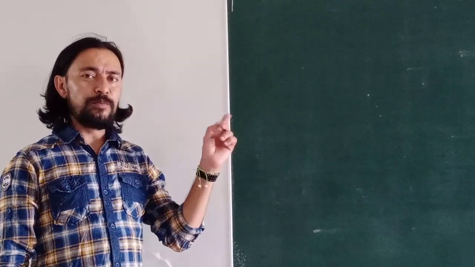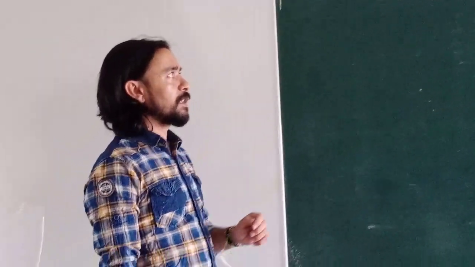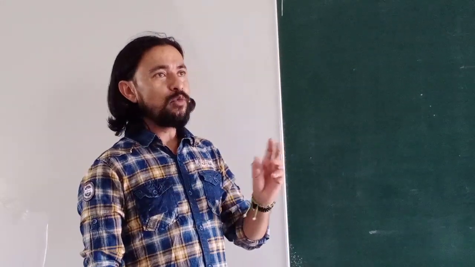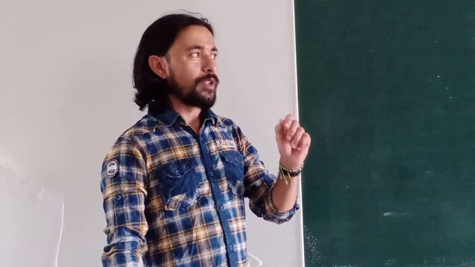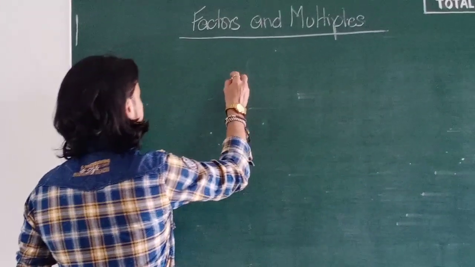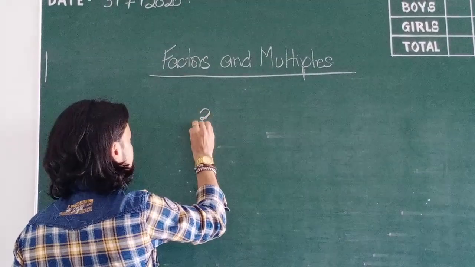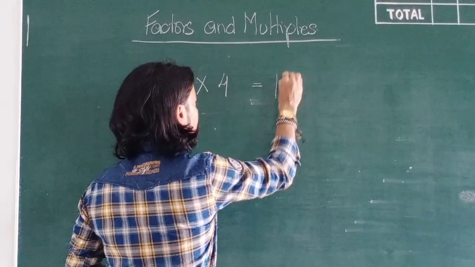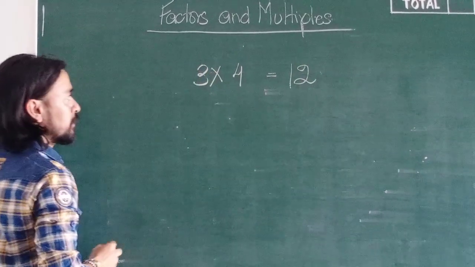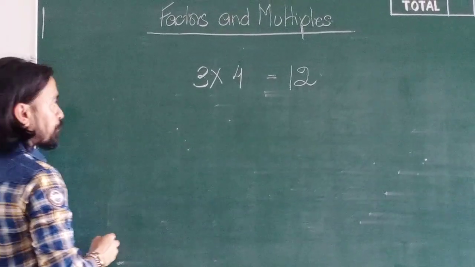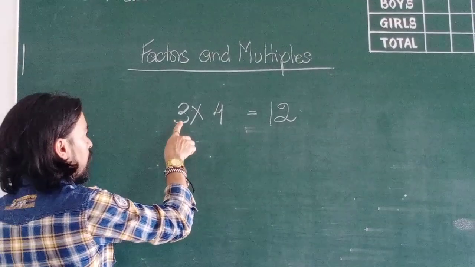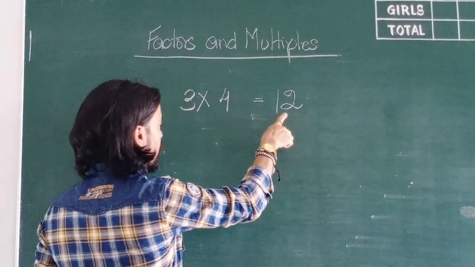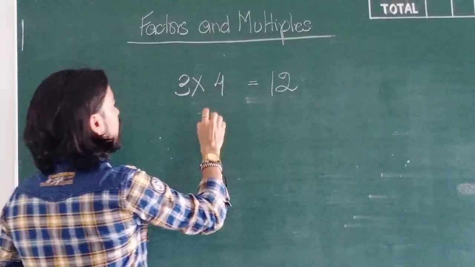And as I had told you previously also in your previous class, factors and multiples are interrelated to each other. How do I know what are factors and what are multiples? Let's take an example. Suppose I have 3 into 4, the answer of which is 12. Now, 3 4s are 12. When I multiply 3 and 4, I get 12.